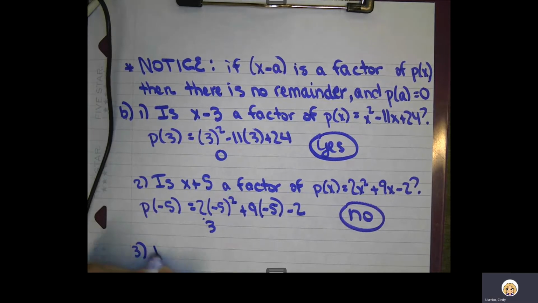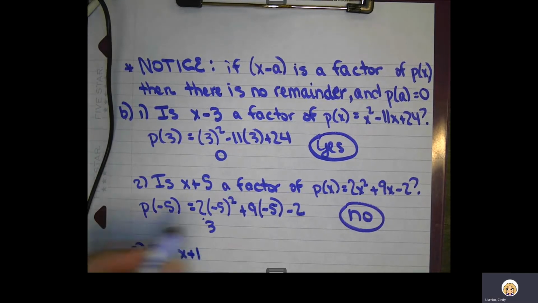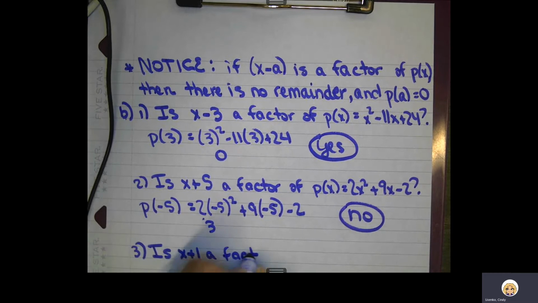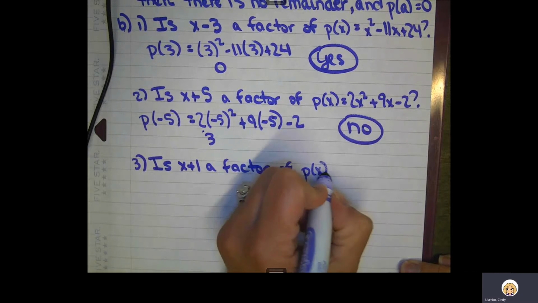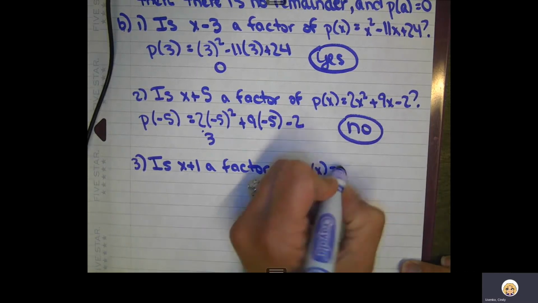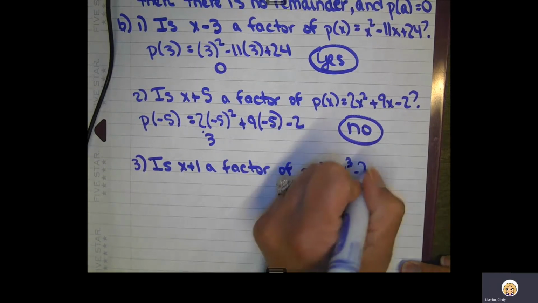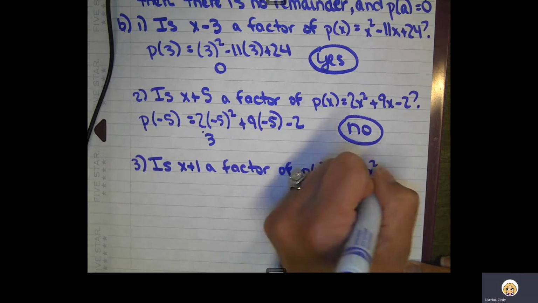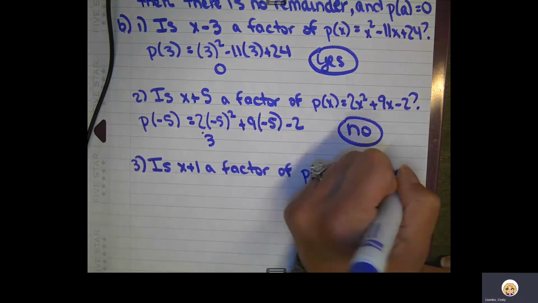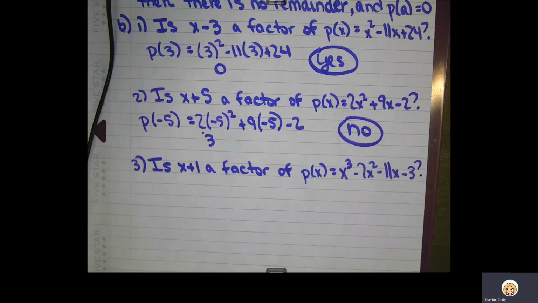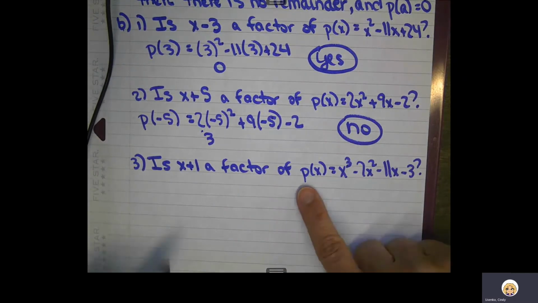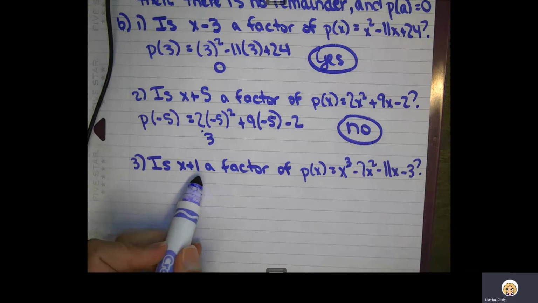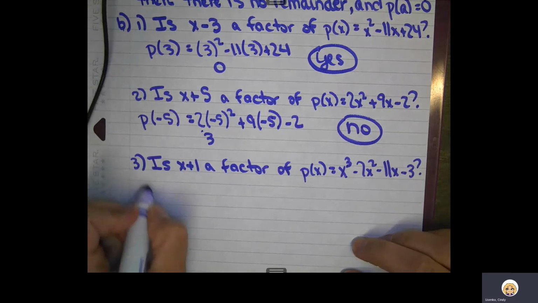Same kind of question. Is x plus 1 a factor of p of x equals x cubed minus 7x squared minus 11x minus 3? And feel free to pause the video, do it on your own, and check your work. So if x plus 1 is a factor, I can plug in -1 and get 0. So let's see what we do.